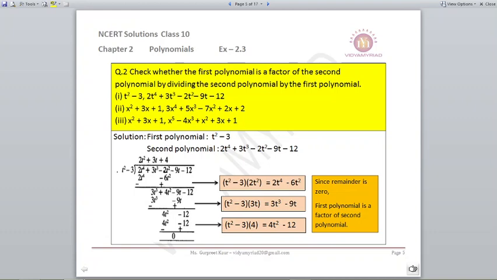In the first step, we need to divide 2t raised to power 4 plus 3t cube minus 2t square minus 9t minus 12 by t square minus 3. Each step by step calculation has been shown over here. Three times division has been done and you got your answer as 2t square plus 3t plus 4 and remainder is 0. So since the remainder is 0, we will say that the first polynomial is a factor of the second polynomial.